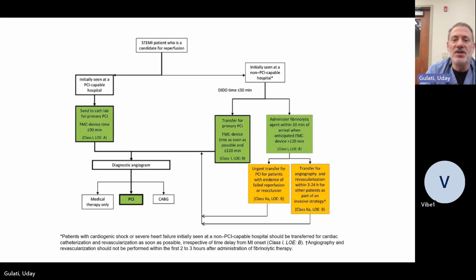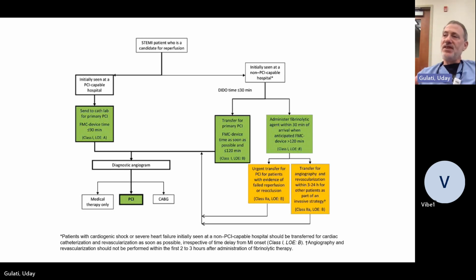All right. So this is the algorithm from the ACC guidelines. So STEMI, all right. STEMI is important because those are patients who are candidates for immediate reperfusion therapy. Okay. They go to a PCI hospital. All right. The number is 90 minutes. All right. We want a door to balloon time of 90 minutes. Shorter is better. Okay. We want 90 minutes though.